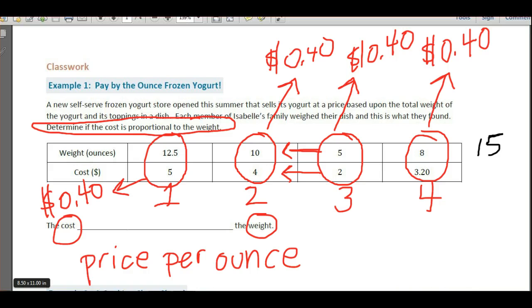Okay, what I want you to do is use this pattern, use this price per ounce, and calculate what the cost of his yogurt and toppings was. So I'm going to go ahead and pause again.